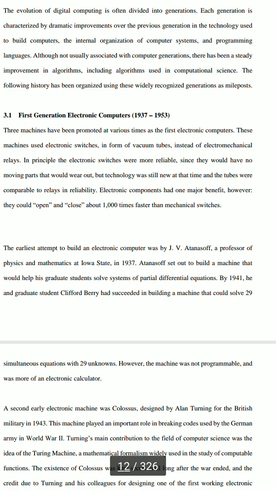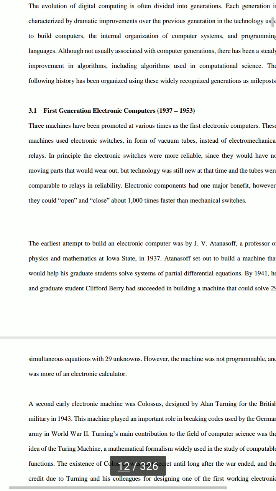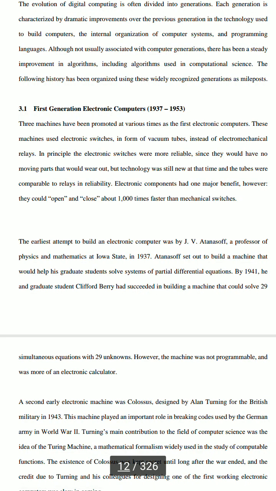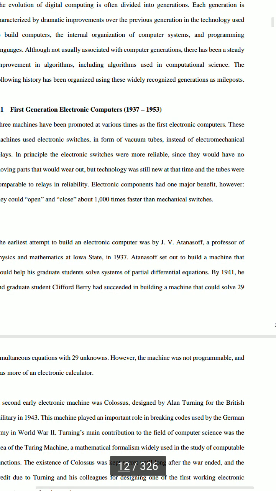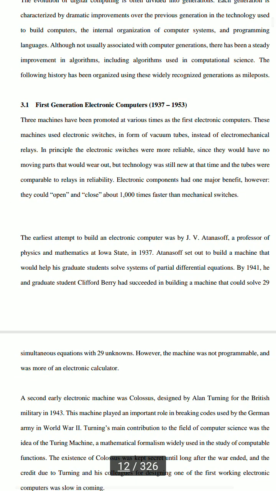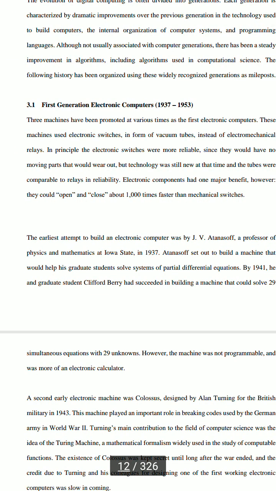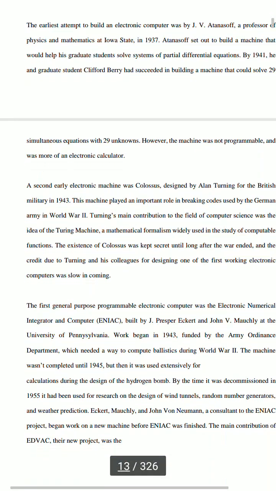Let us look at the first generation computer, 1937 to 1953. Now, this machine has been promoted at various times as the first electronic computer. This machine used electronic switches in the form of vacuum tubes instead of electromechanical relays. Please kindly take note of this, guys. The first generation computer made use of vacuum tubes. Definitely you'll be seeing it in your exam. And the first generation computer was created in the year 1937 to 1953.